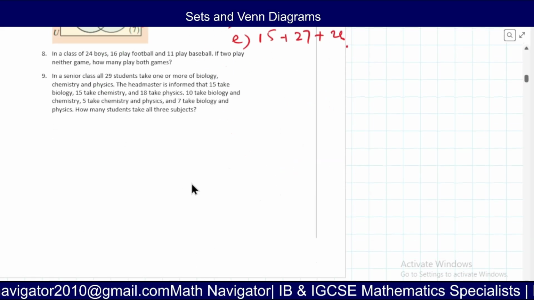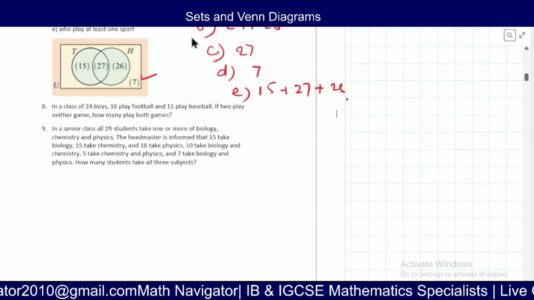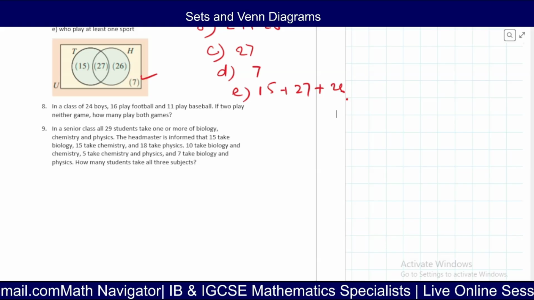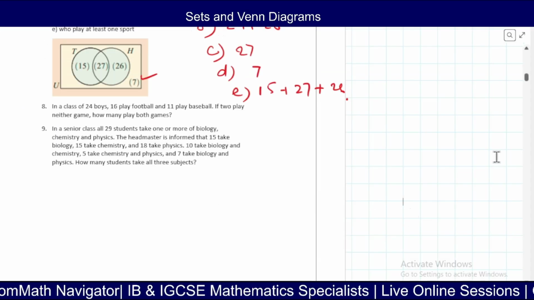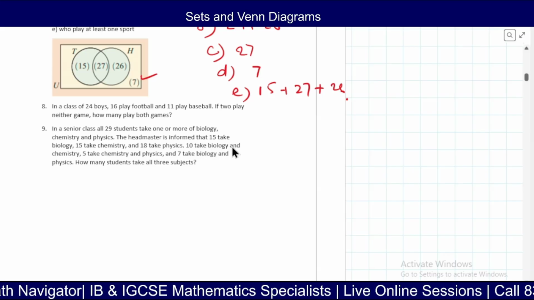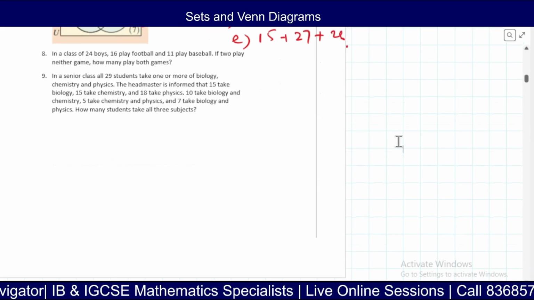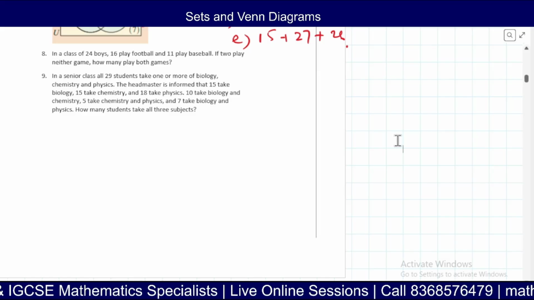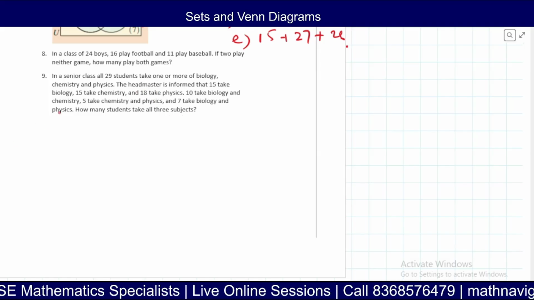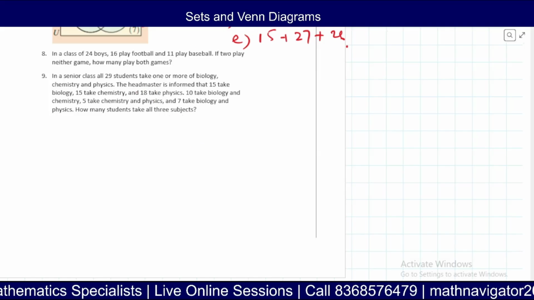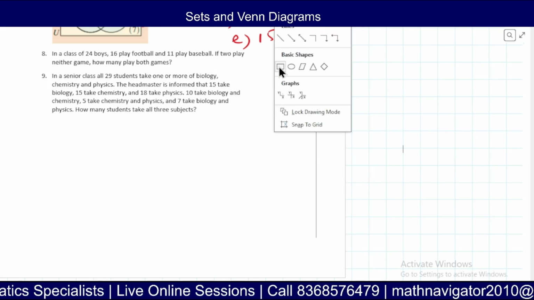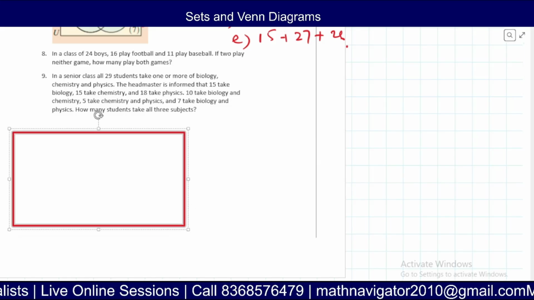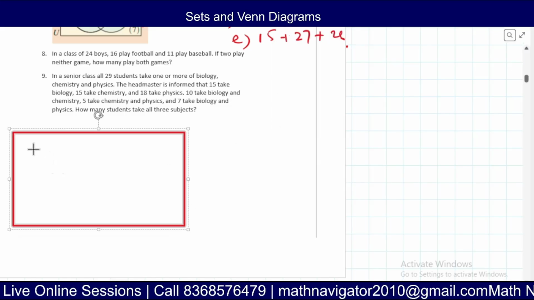Now let's do question 8 and question 9. So first let's do question 8. We will do question 8 here only. In a class of 24 boys, 16 play football and 11 play baseball. If 2 play neither game, how many play both the games? So whenever you have any such situation, you always need to do something like this. As I have already discussed with you, I'll take one circle.